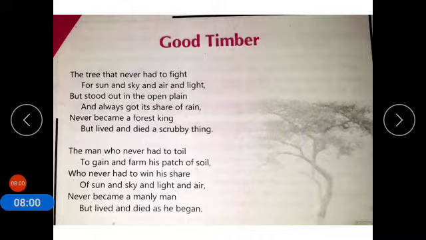In stanza number 2, the poet wants to say that those people who do not work hard cannot develop their social, moral, and economic position. They live and die without any improvement. They never become a manly man. They never get that important position in their life. They die just as they were born, without any improvement.